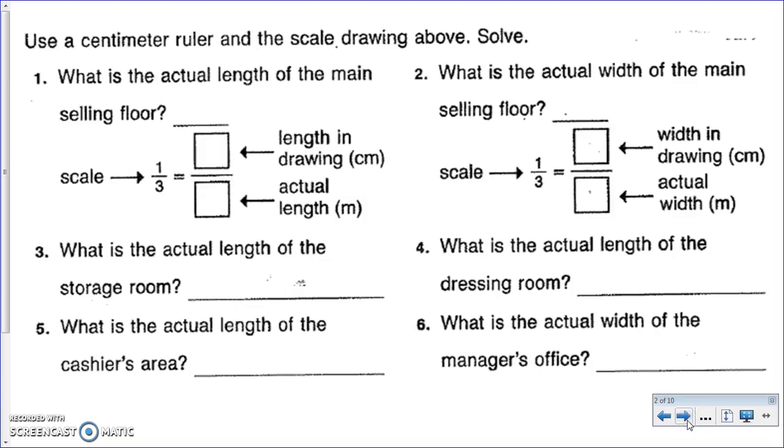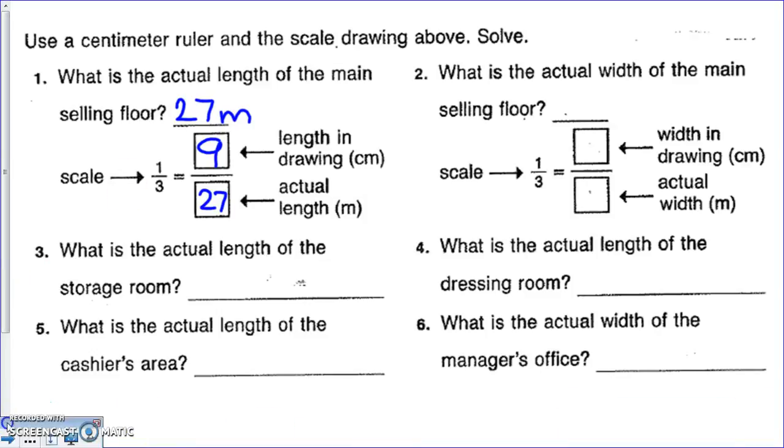So we're going to plug that into our proportion. Then we need to find the actual length. So we need a fraction that will simplify down to 1/3. And we know from our previous problem that is going to be 27. So the actual length of the main selling floor is 27 meters.